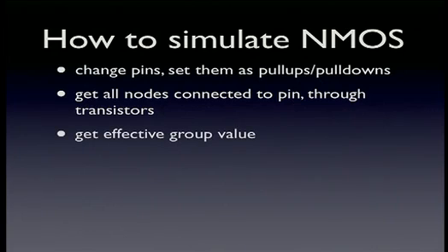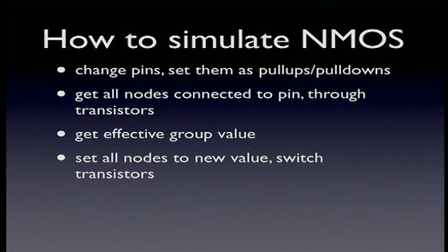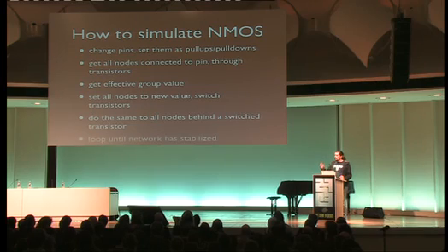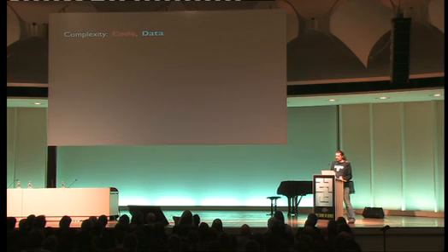So you look at all of them, you look at the group value, the potential of the group, and you set all the new nodes to the new potential, and then you look at all the transistors that are connected to all these nodes, and you need to switch some of those transistors. And then you look at all the nodes behind those transistors and repeat all that. And if you repeat that long enough, the system will stabilize, and all the nodes will have some fixed potential, and then you're in the next stage, and then you can flip the clock again, and then you're in the next cycle. This is, of course, very slow, but it has some really nice properties.